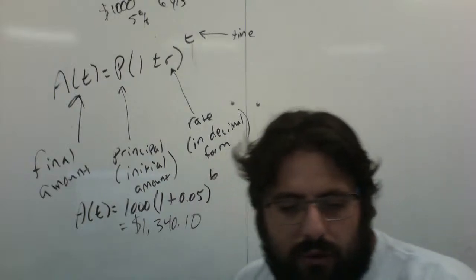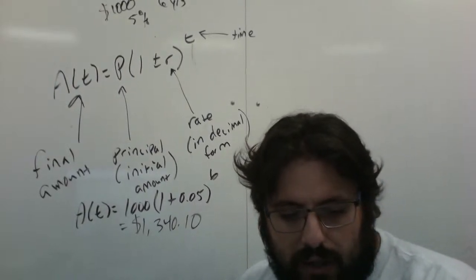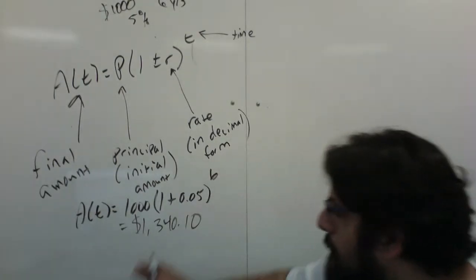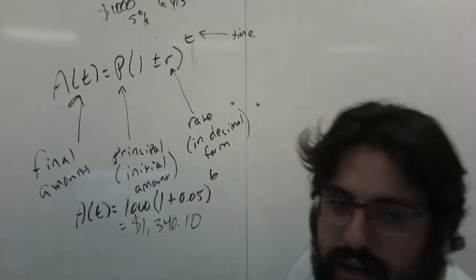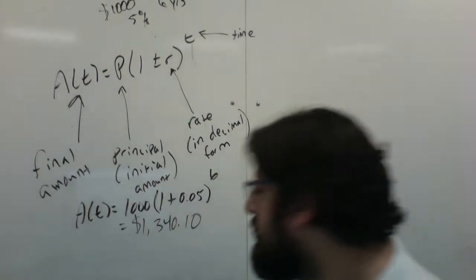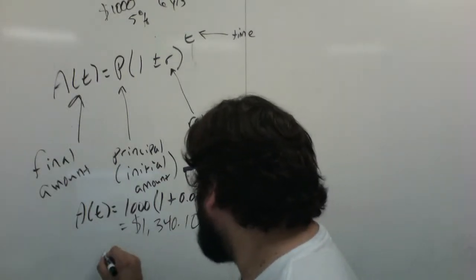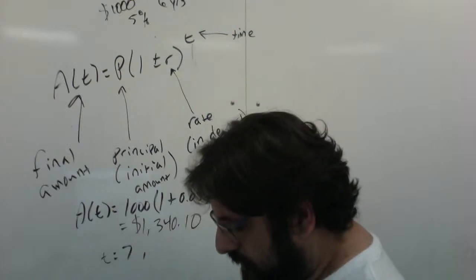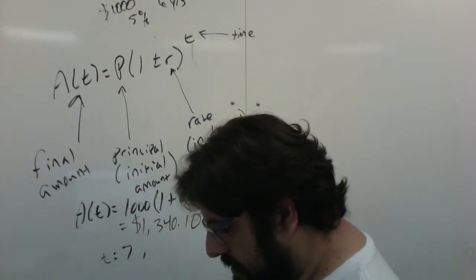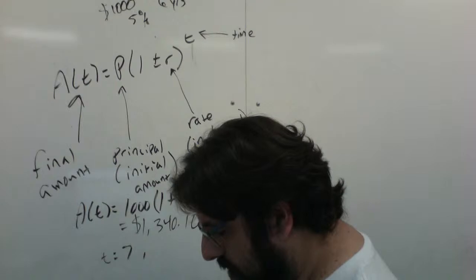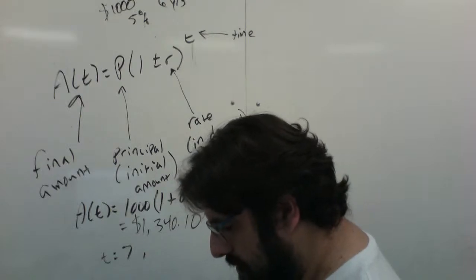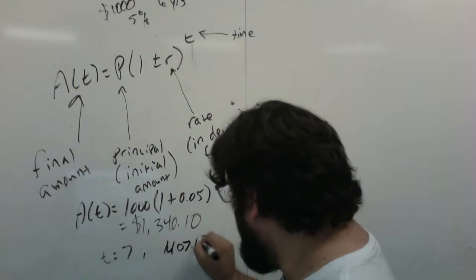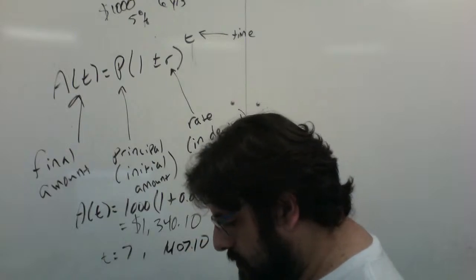Second part of the question is, how long will that take? How long will it take to get to at least $1,500? Well, I'm already at $1,340.10 after 6 years. Let's see how much 7 years would be. So for 7 years, we'll raise this to the 7th power instead of the 6th. That's $1,407.10, not quite what I'm looking for. Let's go 8 years.